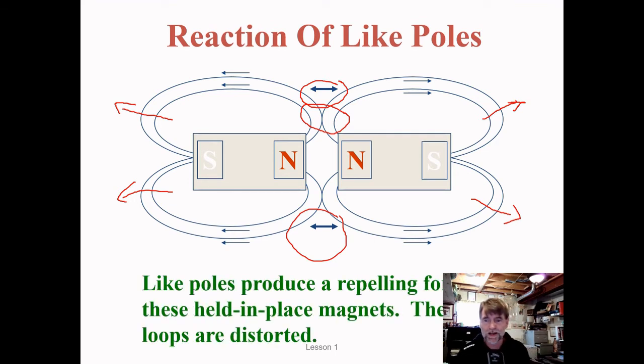Like poles produce a repelling force on these held in place magnets. So we hold these magnets in place, we try to push them together, and they push apart, and the flux loops get distorted as a result of this.